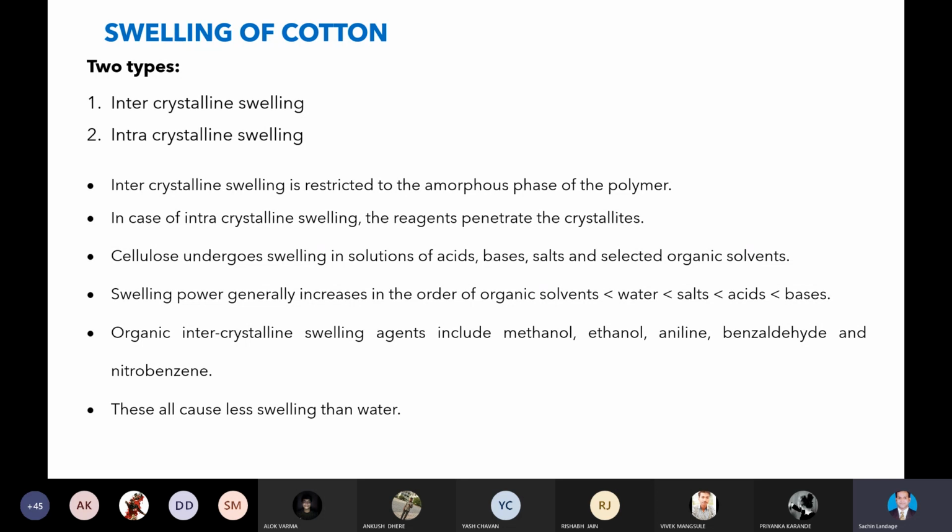See, when you are carrying out the processing, when you are dipping the fabric in water only, you will observe that there is swelling. But if there is an alkali present in that water, there you will observe a tremendous shrinkage.